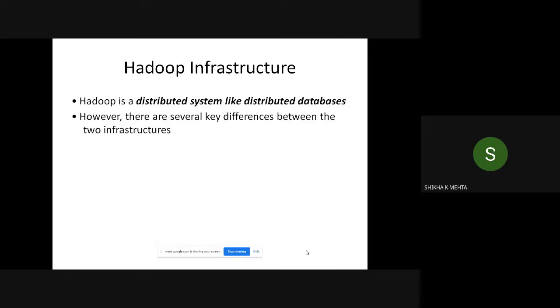So we have to understand the differences. The key main differences between the two infrastructures, Hadoop infrastructure versus distributed databases, are based on the data model, computing model, host model, as well as the design objectives. That means the purpose, the goal with which the Hadoop distributed file system was developed varies as compared to the objectives for which the distributed databases have been designed. So let us understand these differences one by one.